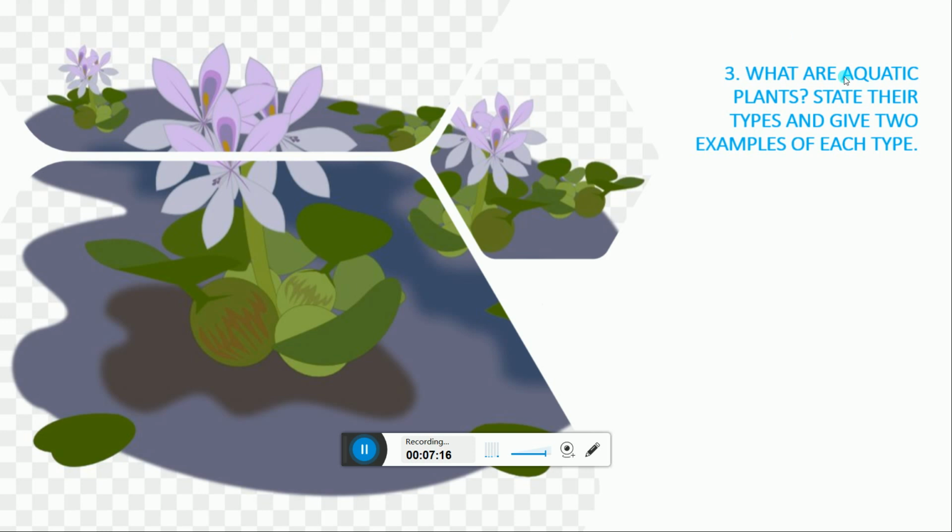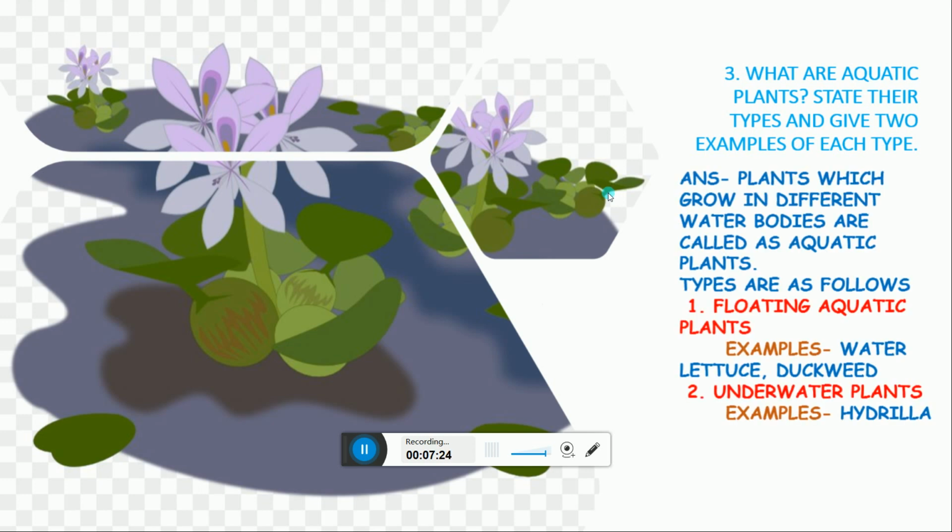And the very next question is what are aquatic plants? State their types and give two examples of each type. And the answer is plants which grow in different water bodies, for example lake, pond, river, etc. are called aquatic plants. The types are floating aquatic plants and underwater plants. The examples of floating aquatic plants are water lettuce, duckweed, and the example of underwater plants is hydrilla.